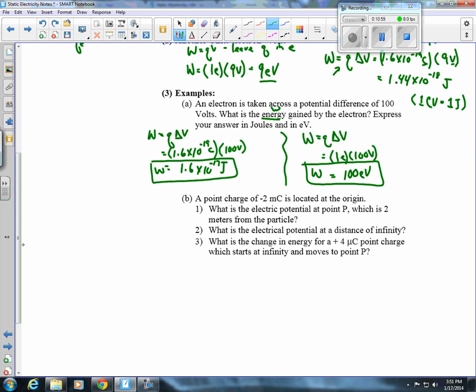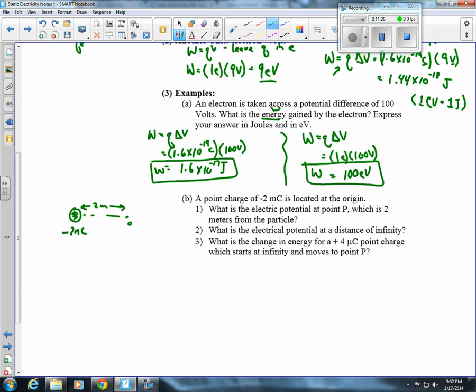Now here's another one. A point charge of minus 2 millicoulombs is located at the origin. What is the electric potential at point P, which is 2 meters away from the particle? All right, so I'm going to draw a little sketch over here. We have our minus 2 millicoulomb charge over here, which is our origin. This is 2 meters apart. And this is going to be like finding electric fields, except we don't have to draw any arrows.